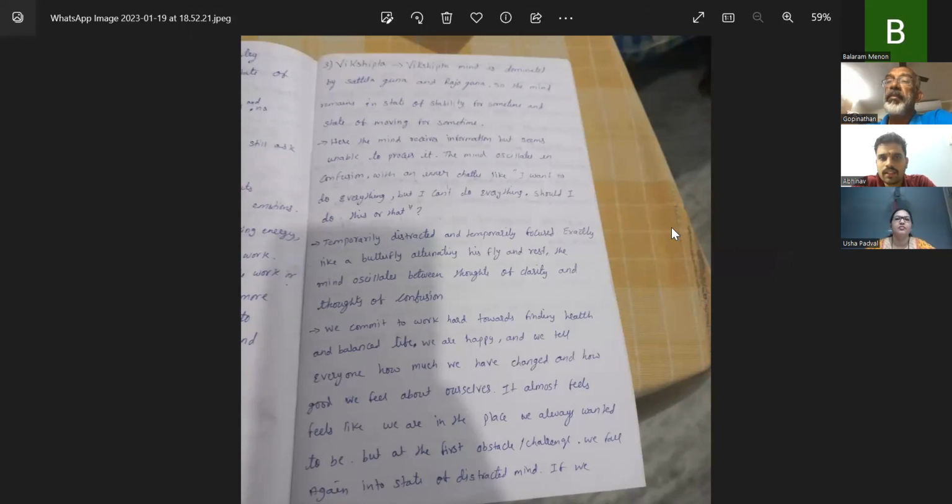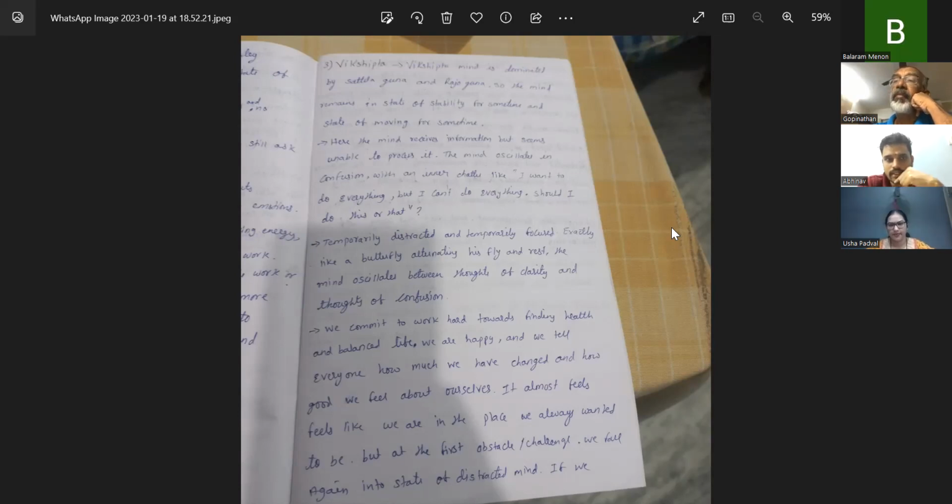So what is the third one? Vikshipta. Here it is dominated by Sattva Guna and Rajoguna. See, the Tamoguna is also there, but in a lesser proportion. If you see all this, it is saying it is dominated. It's not saying that other gunas are not there. The proportion will vary. Sattva and Rajoguna will be most part and Tamoguna will be very less. But still the guna is existing. You have to understand.